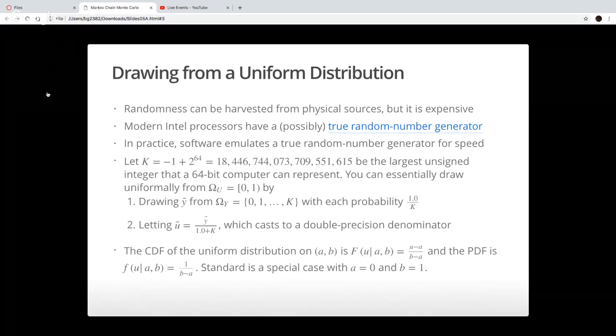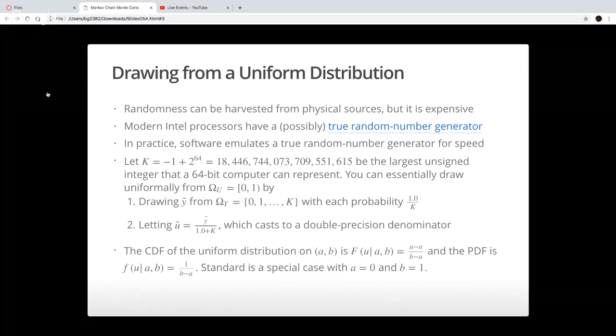So 1.0 turns it into a double precision number, which can be more of those can be represented on a 64-bit computer than integers can, although it's not exact. And then you just divide by 1.0 over k, and you have essentially a random draw that is a real number between 0 and 1. And that's more than good enough for our purposes to be considered a draw from a standard uniform distribution.